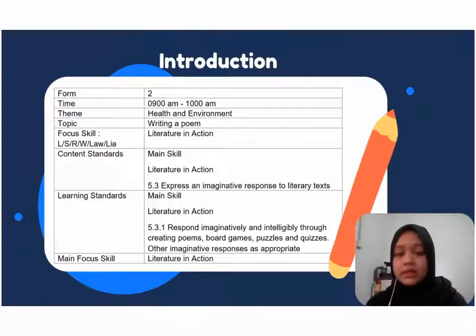So for this lesson plan, we have decided to teach Form 2, and the theme is health and environment. The topic is about writing a poem, and the focus skill is literature in action. For content standards, they have to express imaginative response to literary text. And for learning standards, they have to respond imaginatively and intelligibly through creating poems, board game puzzles, and quizzes, or other imaginative responses. And the main focus skill is literature in action.